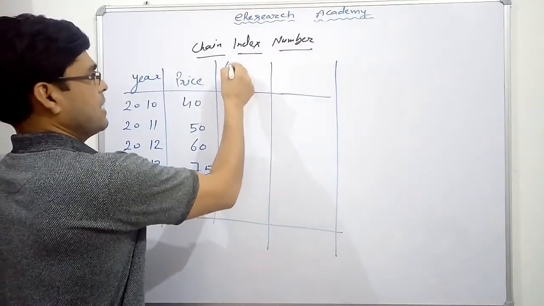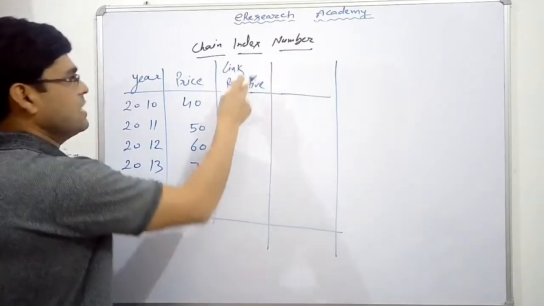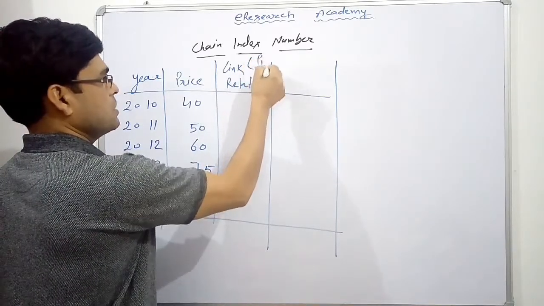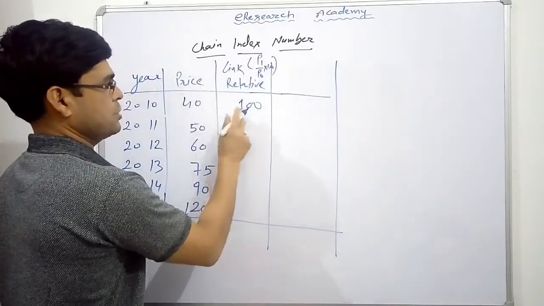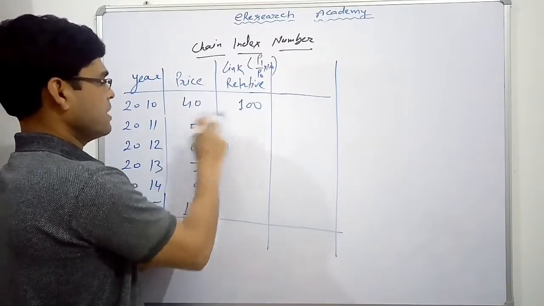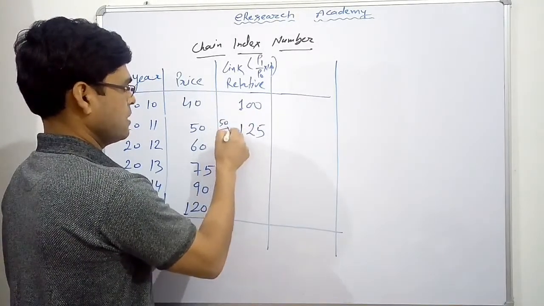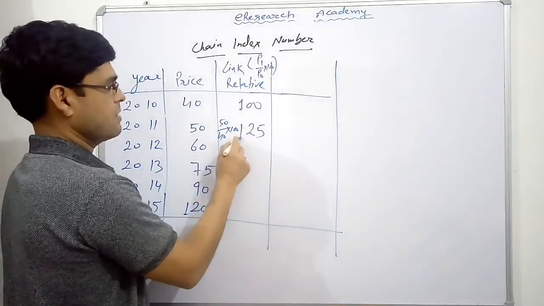Next we need the link relative. Link relative is simply P1 upon P0 into 100, and for the base year or starting year it remains 100; it is assumed to be 100. For the next year it will be 50 by 40 into 100, which is 125. It is simply the current year's price upon the previous year's price into 100, and it gives us 125.